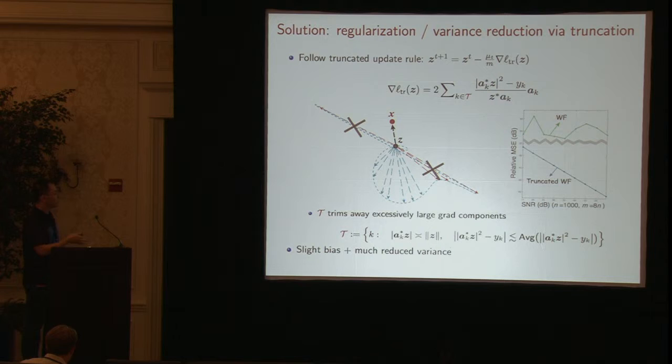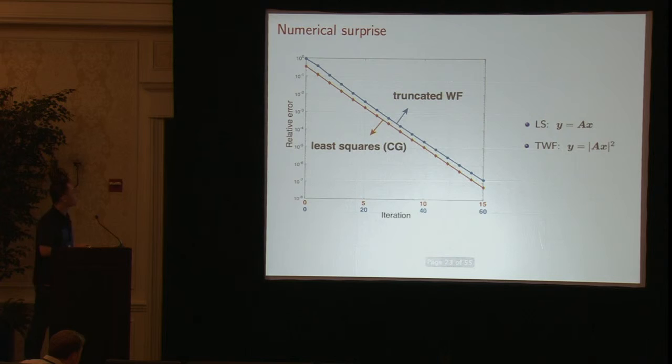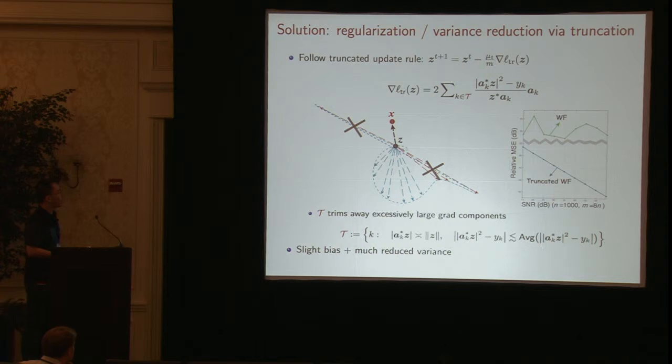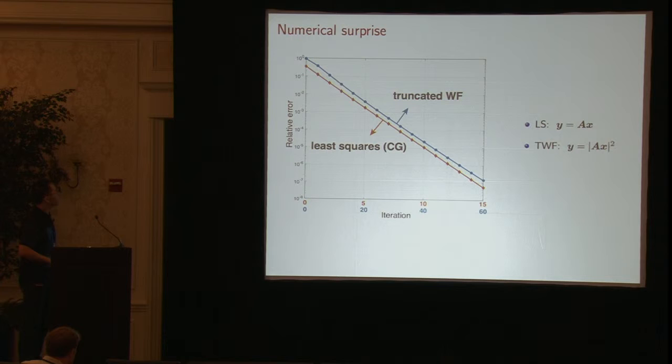As a result, if you look at the numerical plot, with this little bit of truncation, the relative MSE drops from 30 dB to minus 30 dB, which says that it converges very well. So this shows why we need to truncate in order to ensure convergence. What we can further show is that this not only converges, it converges very fast. First let me show you some numerical experiment.